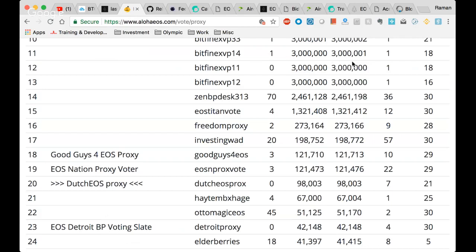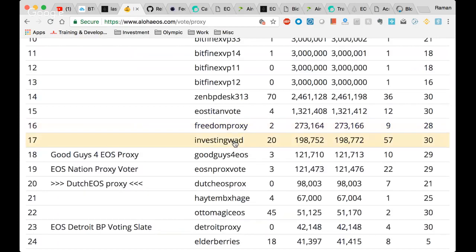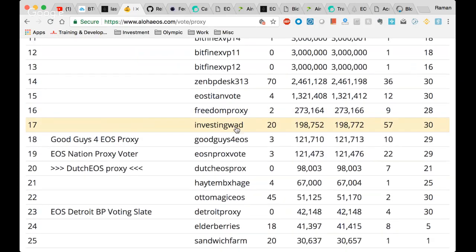Do you have a list published of who you're voting for? If you go to this Aloha EOS tool and click on our name, you will see the list of block producers we are voting for. We have repeated it many times. Please look here. We are going to change this because we are investigating all the block producers.